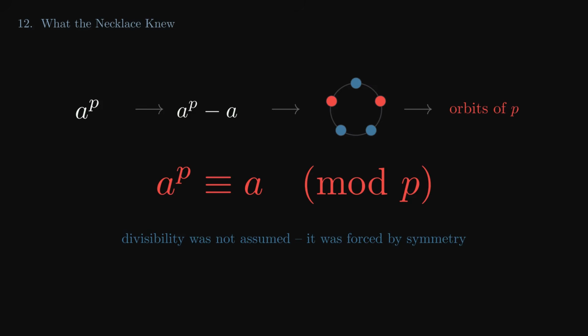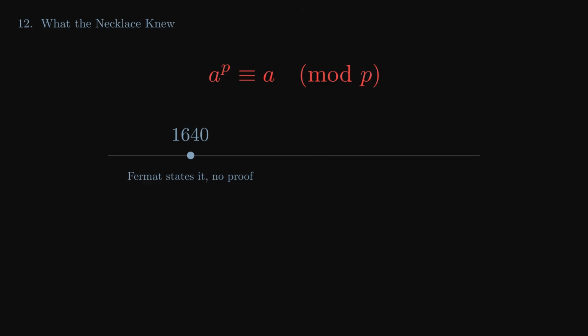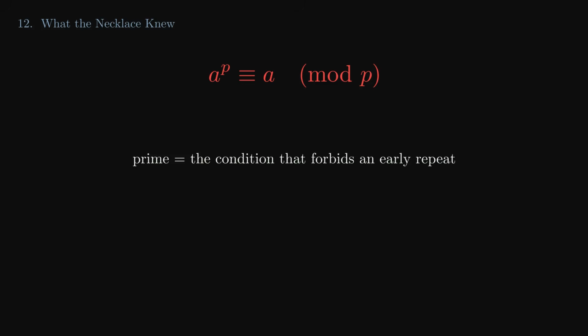Fermat stated this in a letter in 1640, and, as was his habit, left no proof behind. The first published proof came from Euler almost a century later, but the counting argument, the one with the beads, makes the strangest part ordinary. The exponent has to be prime because prime is exactly the condition that forbids a necklace from repeating early. The primality is not an accident of the algebra, it is the shape of the thing.